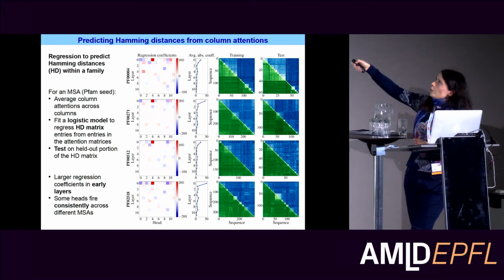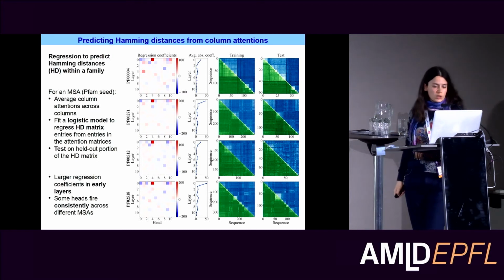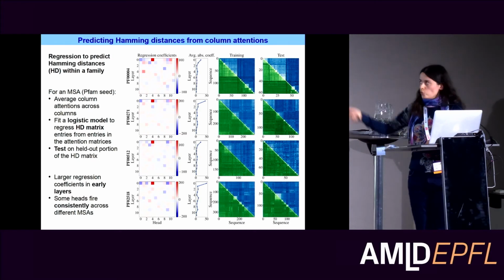Here you can see a comparison of the ground truth Hamming distances, which are in the upper triangular part of these matrices in blue, and the predicted Hamming distances from the regression, which are in green in the lower triangular parts. This is for the training subsets of the alignment, and this is for the test set, which was held out from the beginning. You can see that we capture quite well these block structures from the phylogeny in these Hamming distance matrices. Okay, so these are just 4 examples.